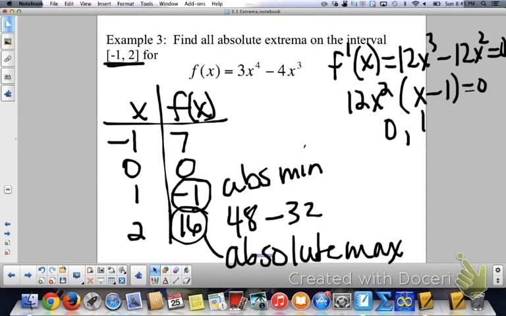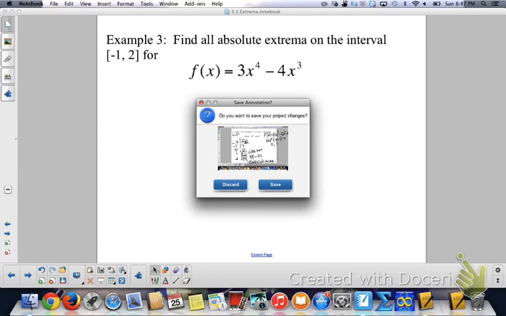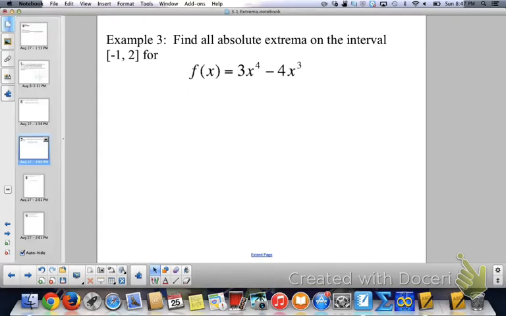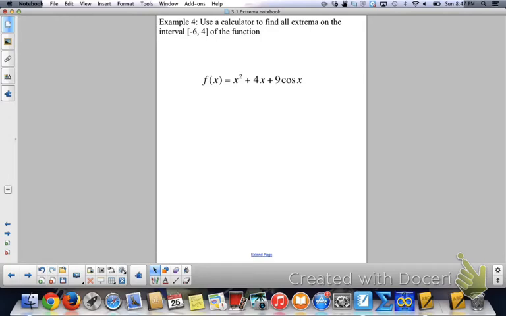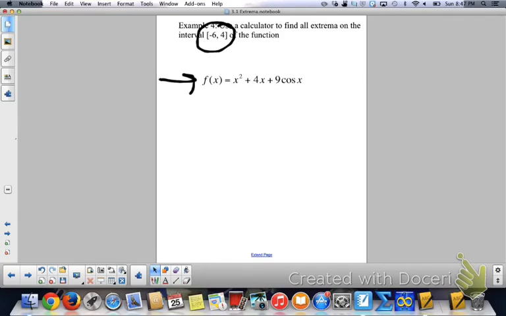All right, next example. We have use a calculator to find all extrema on the interval from -6 to 4. Basically, when you're doing this, put this interval into your calculator, graph it, and then find your max and min. On the 83, 84s, it's going to be second trace, and you'll see a maximum and a minimum. I believe you learned how to do this last year in Honors Pre-Calc. If you don't, we can talk about it more tomorrow.